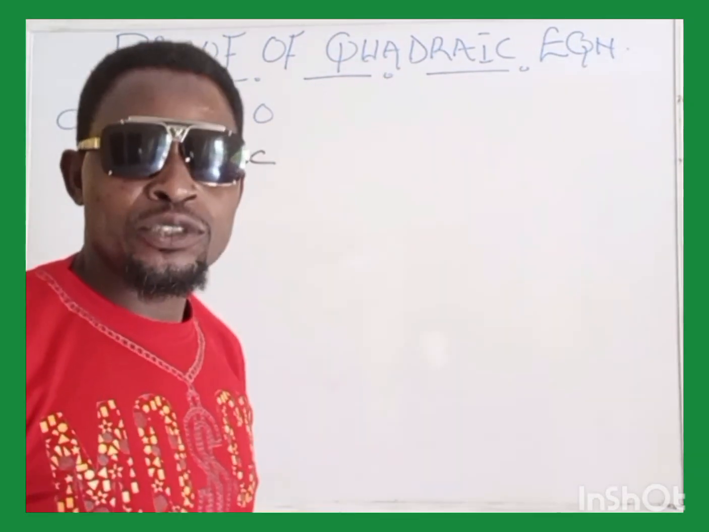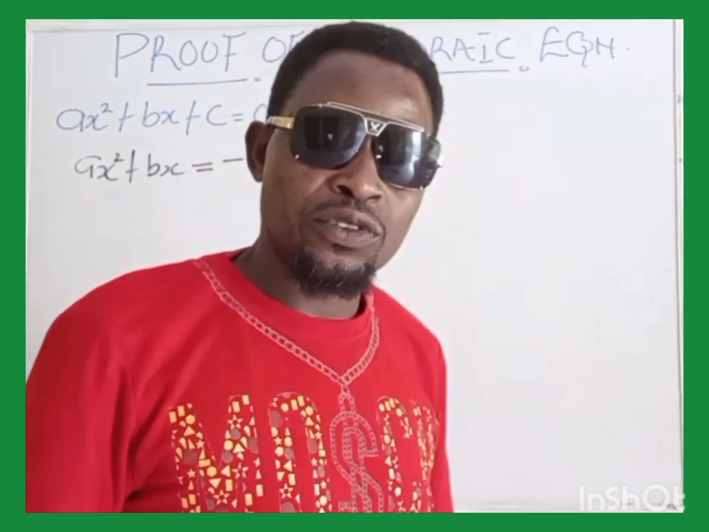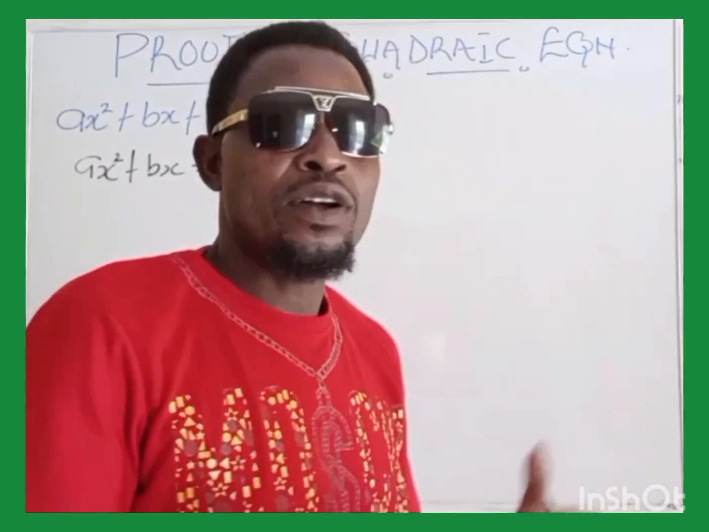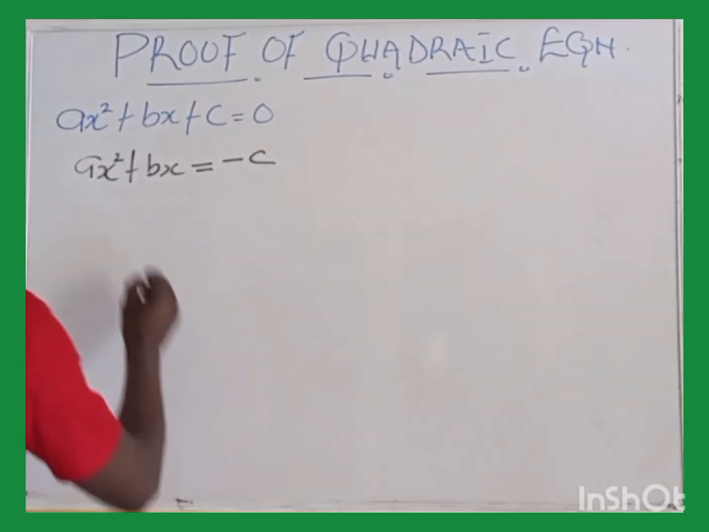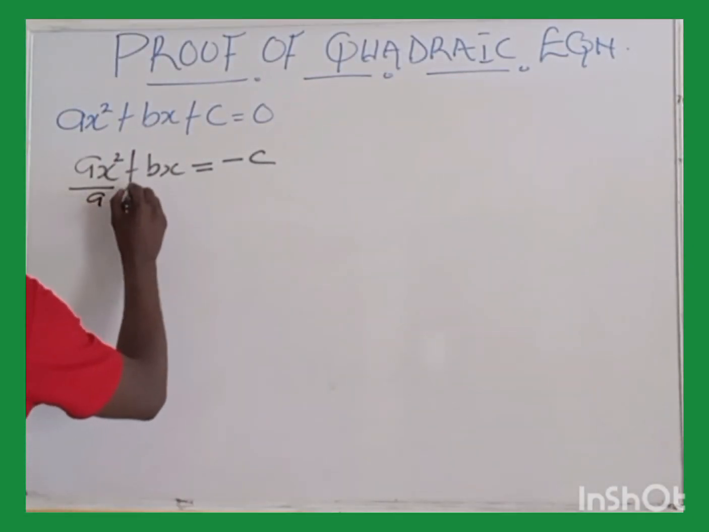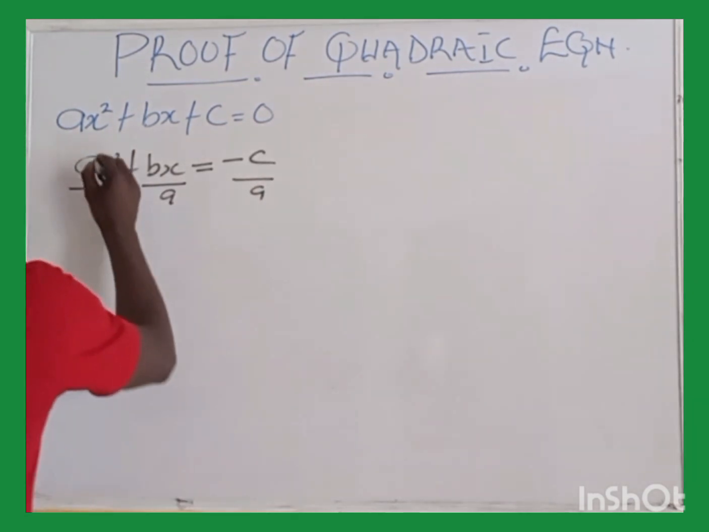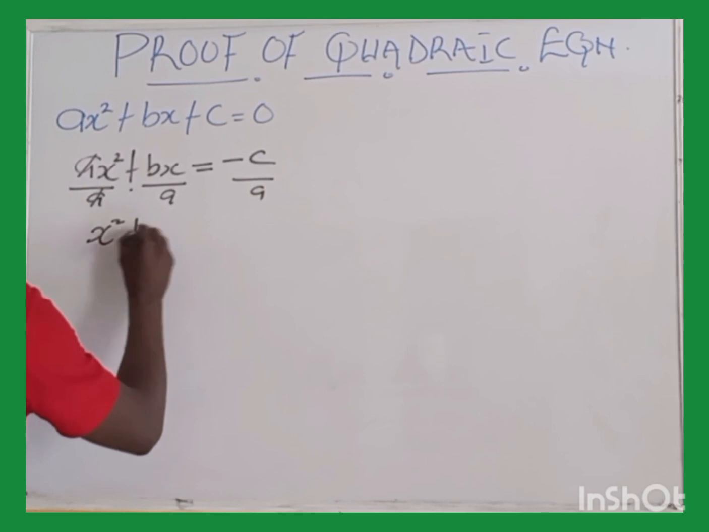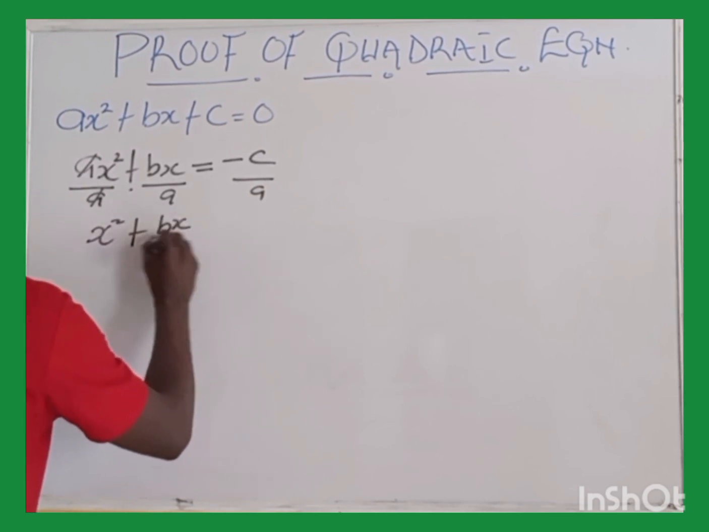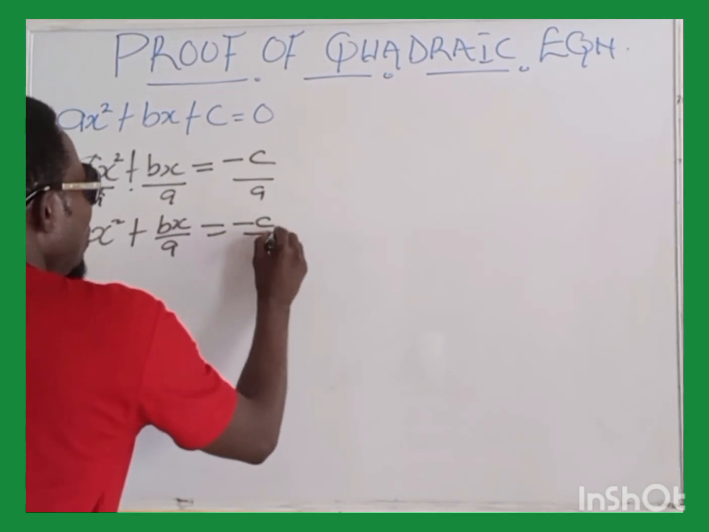Now the second step is just to divide all through by a to eliminate the coefficient of x squared, so that we can always have x squared having its coefficient to be 1. So let's do that. Divide by a, divide by a, divide by a. This a cancels this a. So we're going to have x squared plus bx all over a equals minus c all over a.